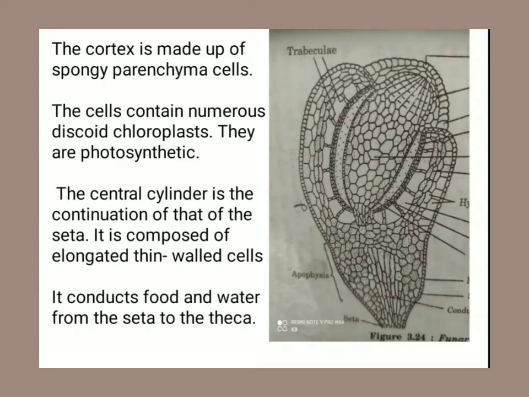The cortex is made up of spongy parenchyma cells. You can see this is the spongy parenchyma cell. The cells contain numerous discoid chloroplasts, and they are photosynthetic.